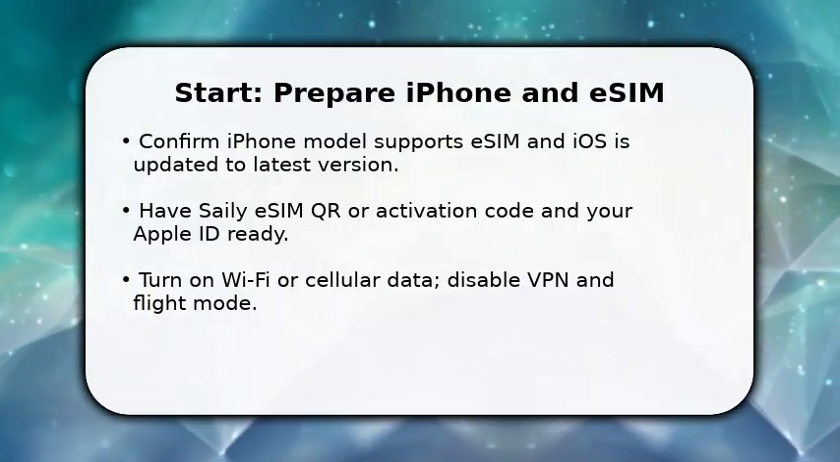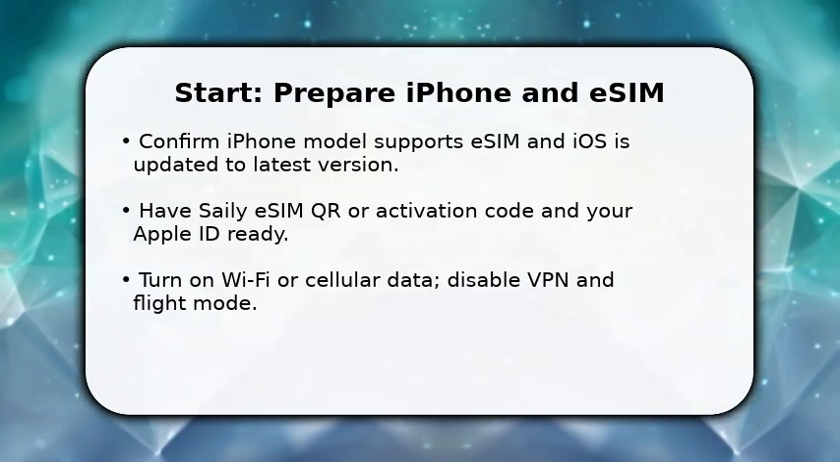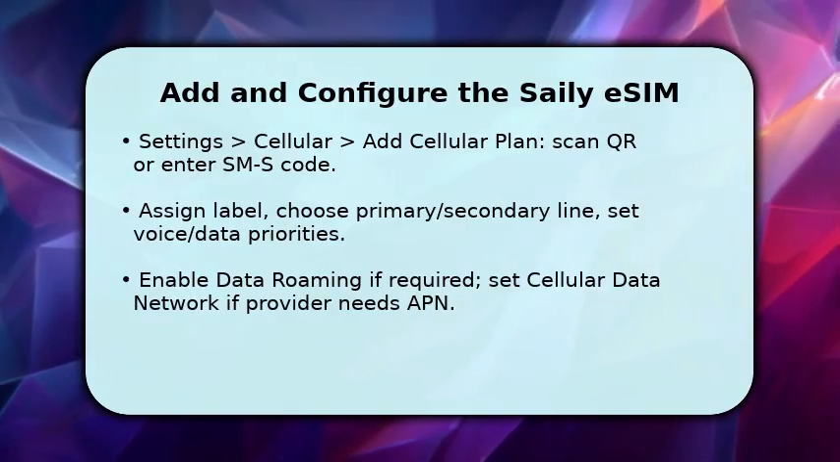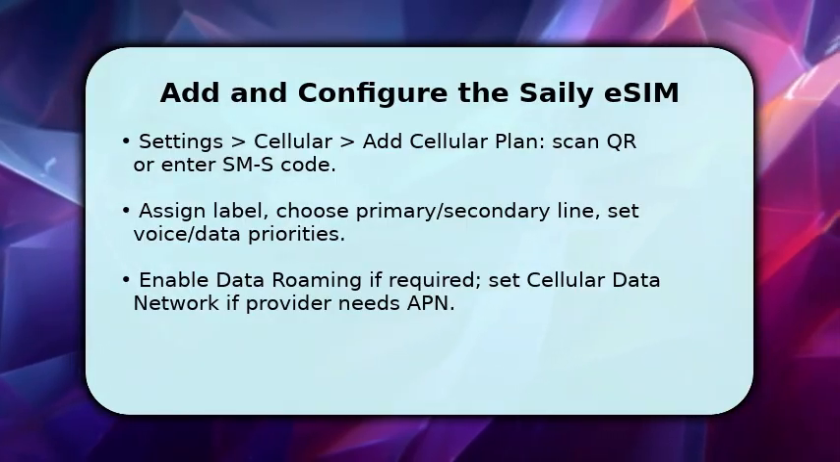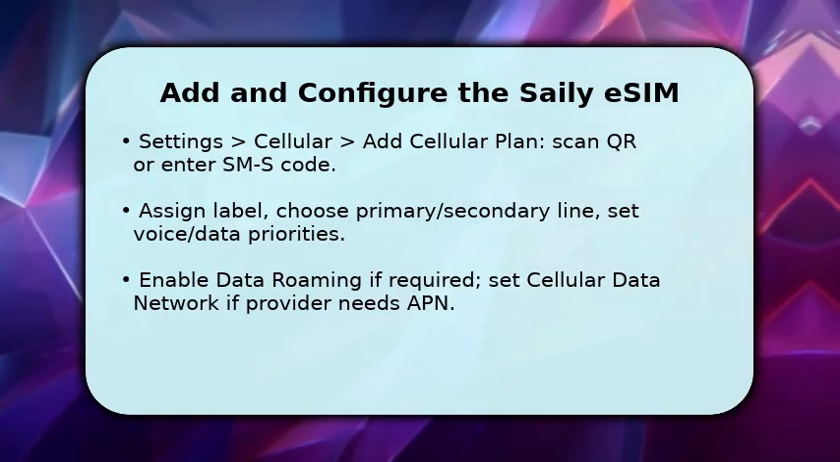Now open Settings and tap Cellular to start adding a new eSIM. That first step launches the setup. You scan the Saily QR or manually enter the activation code under Add Cellular Plan. This registers the eSIM profile on your iPhone.